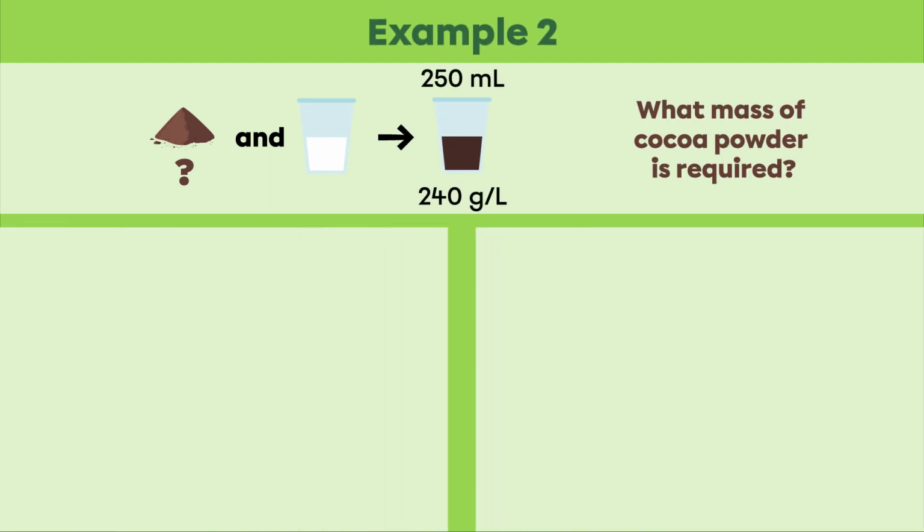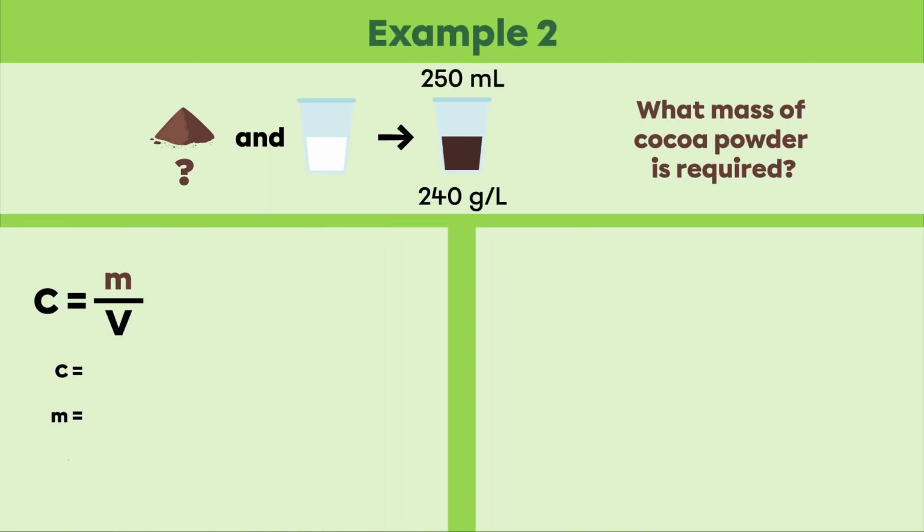We can also determine the mass of the solute or the volume of the solution. Use the same formulas and isolate the correct variable. For example, chocolate milk with a concentration of 160 grams per liter doesn't have much of a chocolate flavor. We decide to prepare a new solution with a concentration of 240 grams per liter. What mass of cocoa powder is required if we are still preparing 250 milliliters of chocolate milk?